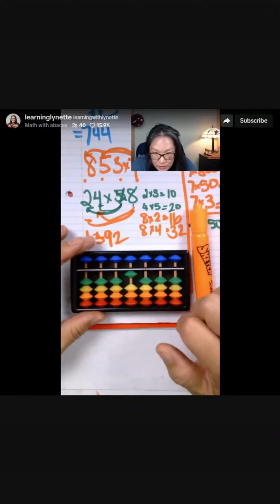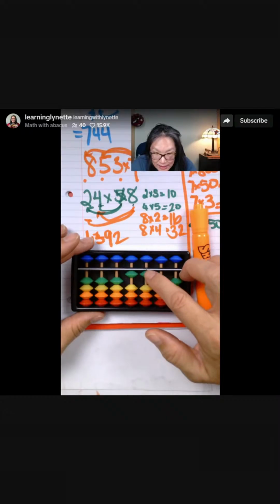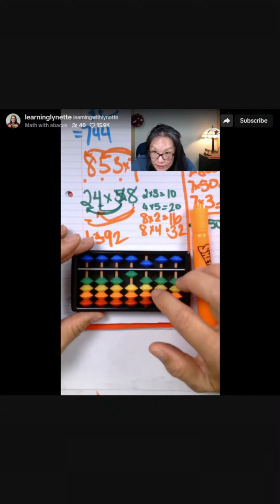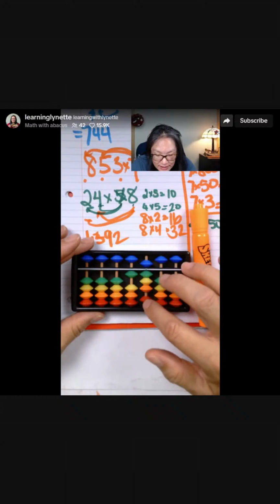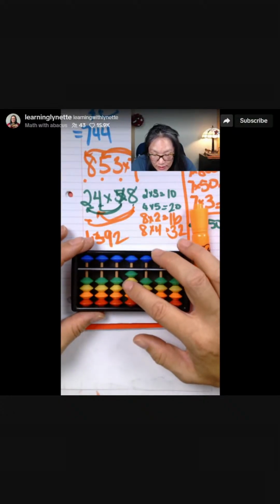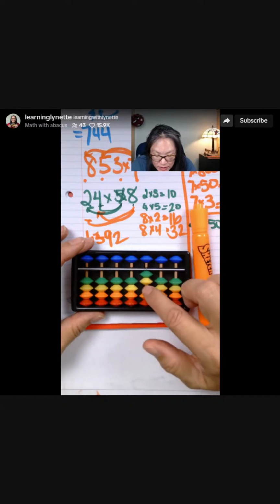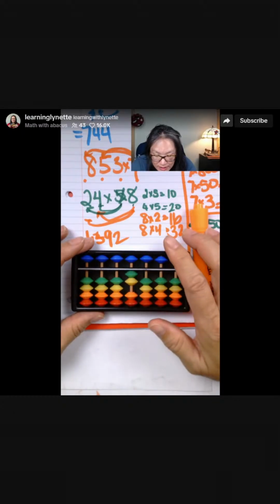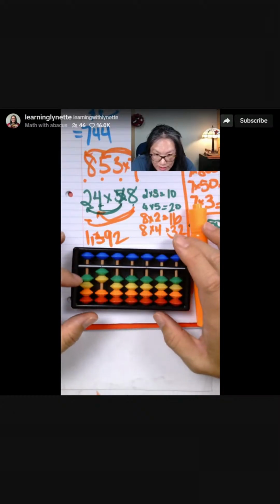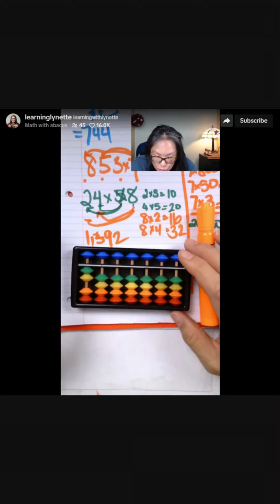11, 12, 13, 14, 15. And then we have 16, 17, 18, 19, and then 20. That's it. So then we do 20, right? We can do 20. This is 2. This is 20. This is 200. This is 2,000. This is 20,000. This one is cool.